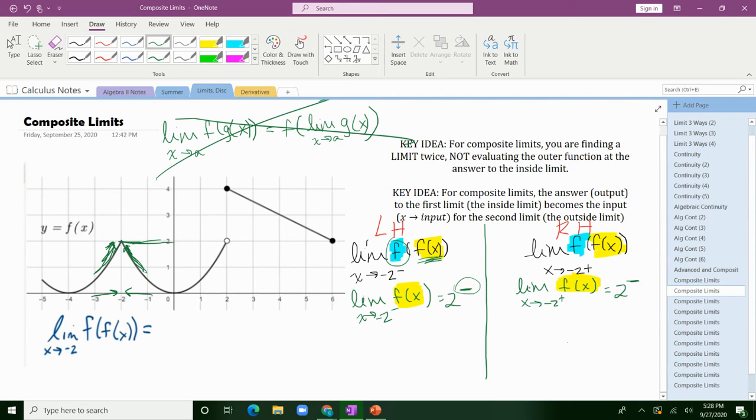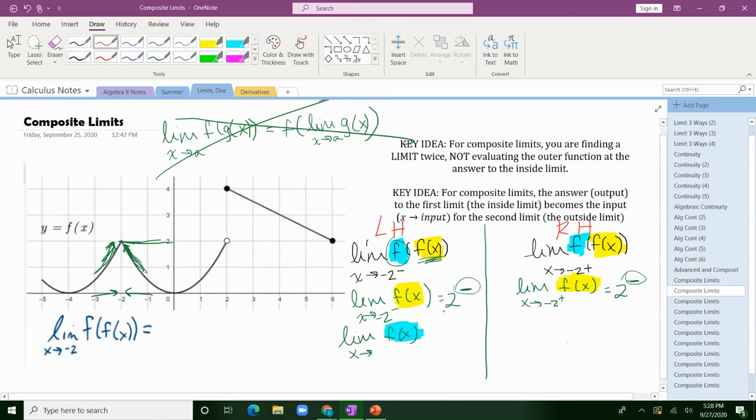So I'm going to put a negative there. I'm coming from underneath 2, so I'm kind of making it look like a one-sided limit here. Now what we're going to do is go to the outside function, and the outside function was f of x. So here I am. That was this outside function.